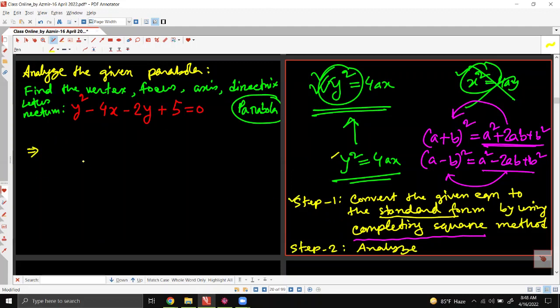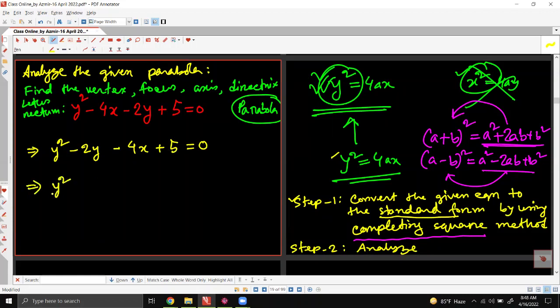So we are in step 1. We are writing y squared and negative 2y together. We have negative 4x plus 5 equals 0. So let's say a squared negative 2ab plus b squared. So a squared negative 2a.